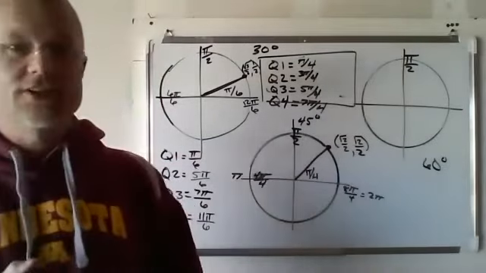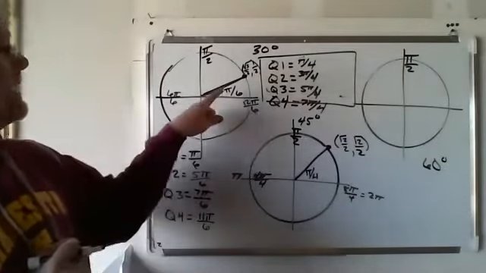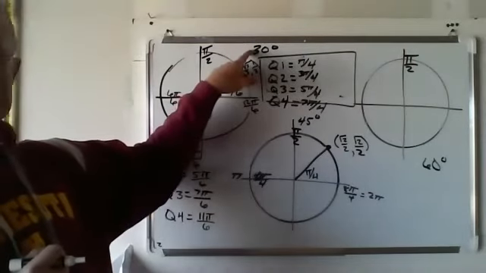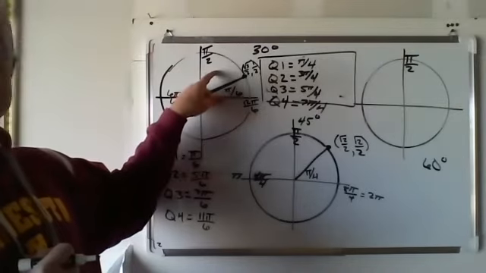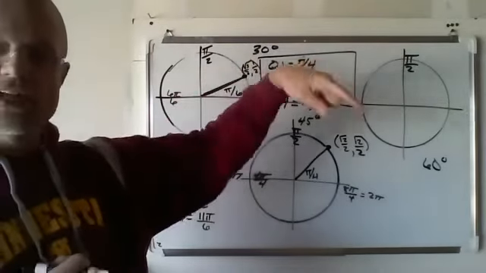All right, 60 degrees. Well, 60 degrees is 2 of the 30s, right? So if I take 1 pi over 6 plus another pi over 6, a 30 plus a 30, I'd get to 60.